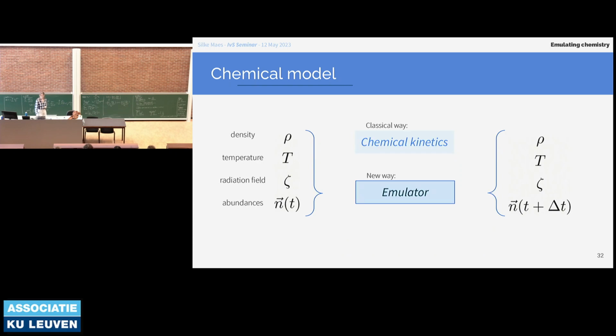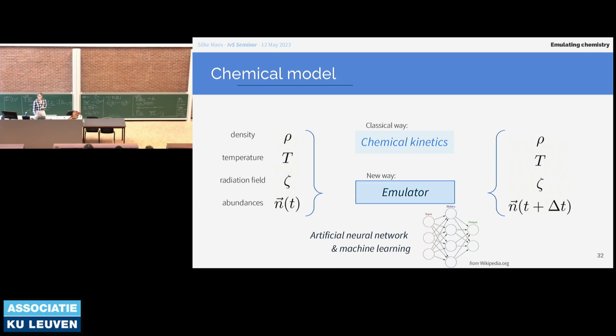Now, what we aim to do is do it another way, using an emulator that uses neural networks. With the technique of machine learning, we are trying to do the same, and that's why it's called an emulator, because we're not literally calculating these things, but emulating. So the idea is the same. We have an input, and also an input for the abundance. We want to keep the physics constant, but we want to have an evolution of the chemistry.